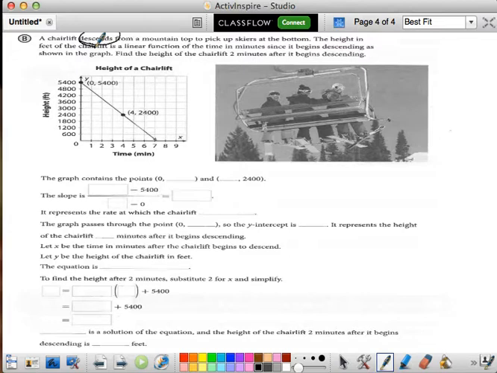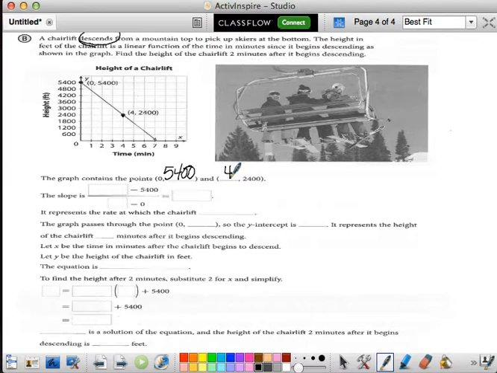Okay, so we're not told the y-intercept, we're not told the slope, but we do want to figure out, after it's been dropping down for 2 minutes, where is it? All right, so let's take a look at how the slope-intercept form can help us. I know that the graph contains the point (0, 5,400), that's our y-intercept, and I can also see very clearly that it goes through the point (4, 2,400). So I can use those 2 points to help me find my slope. I don't want to use any other points because they're not directly on the lines, so it'd be hard to guess what numbers those were.